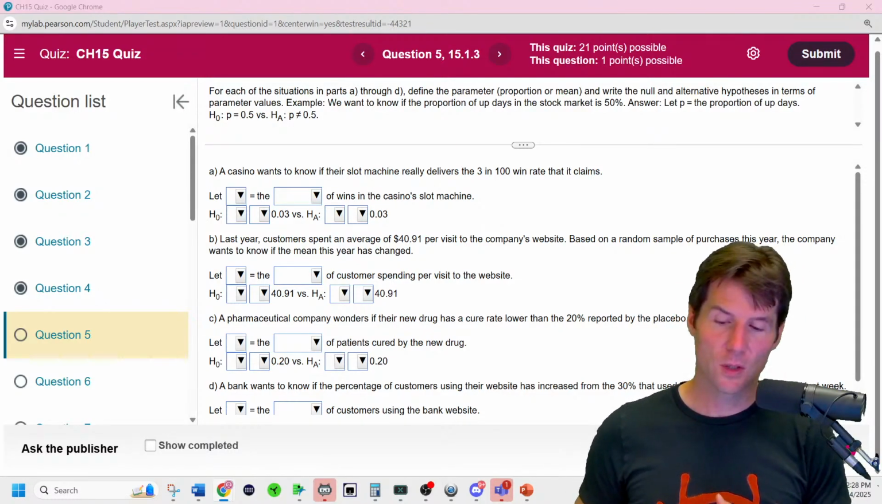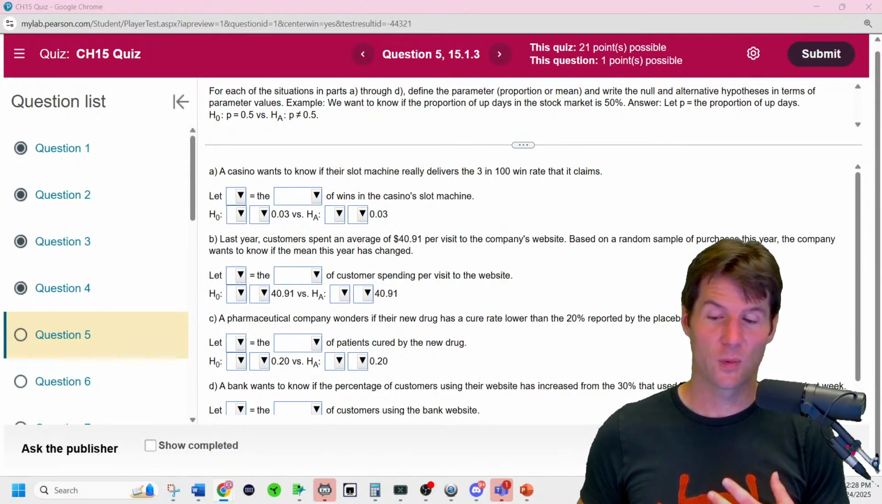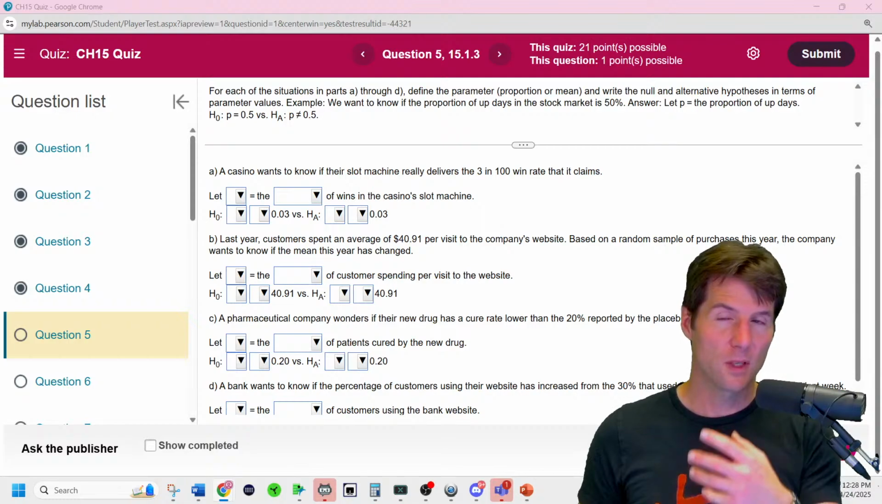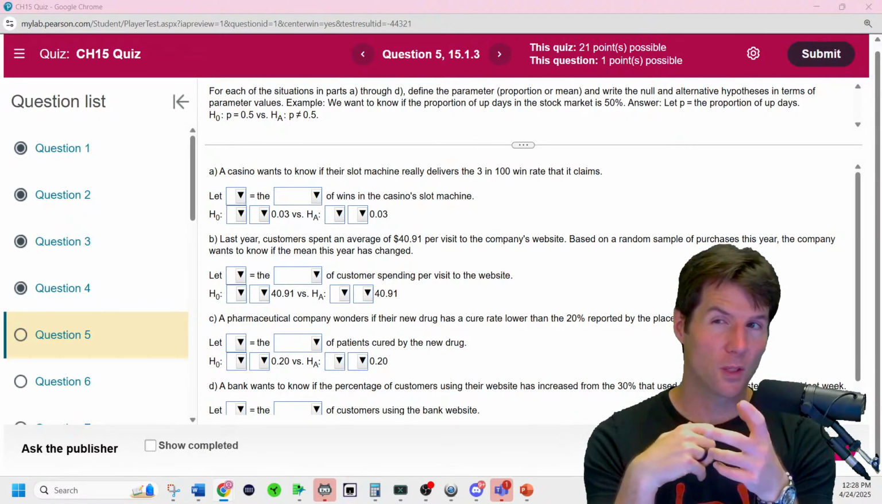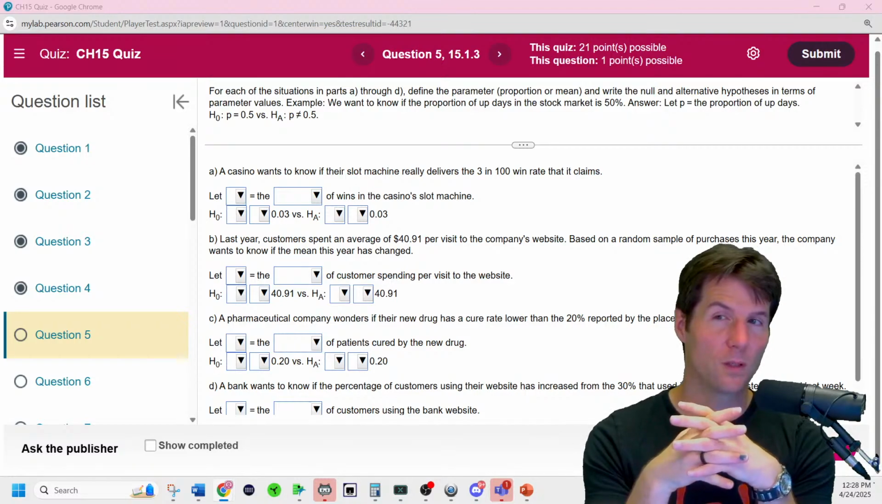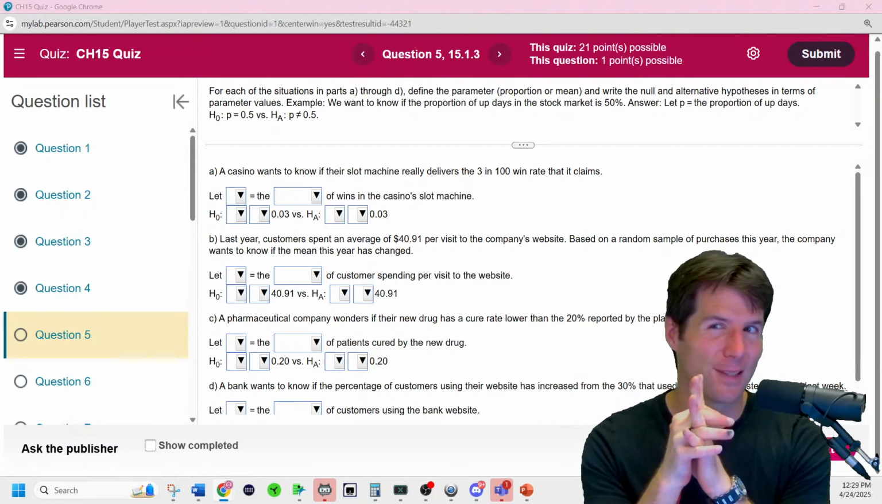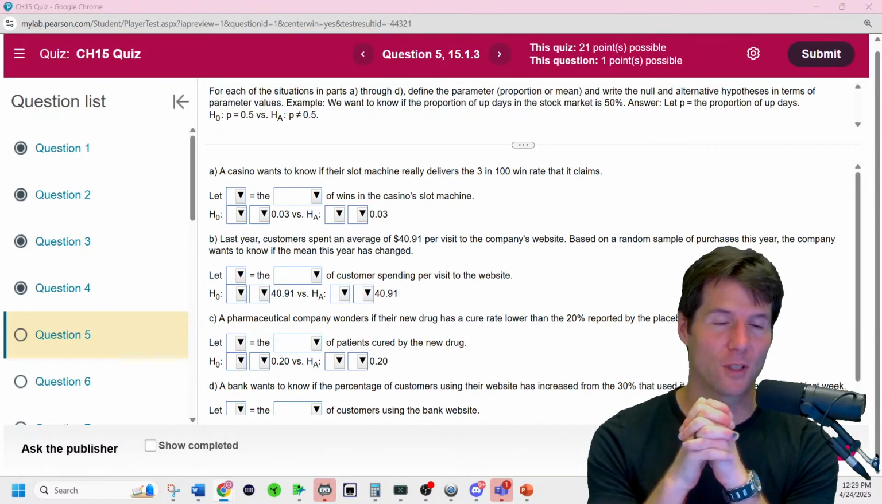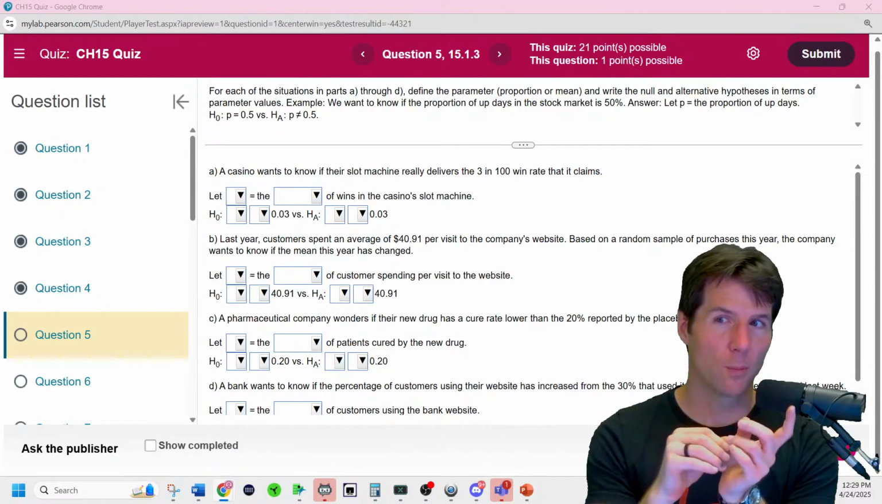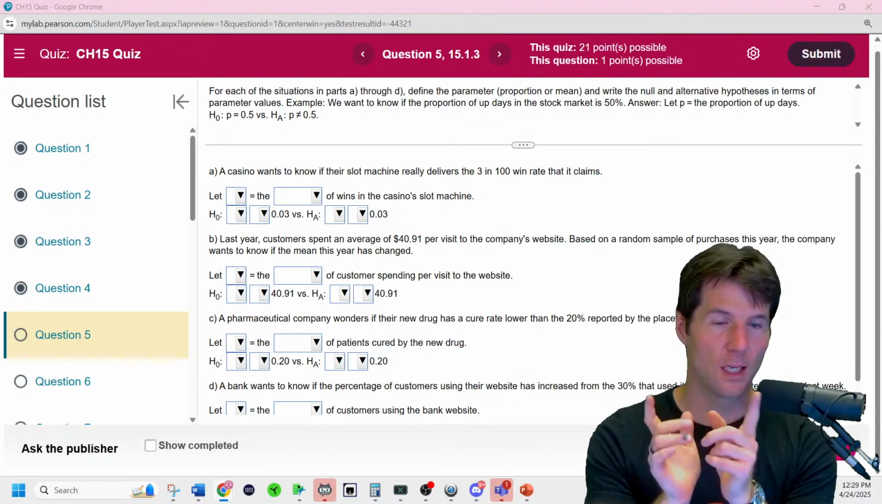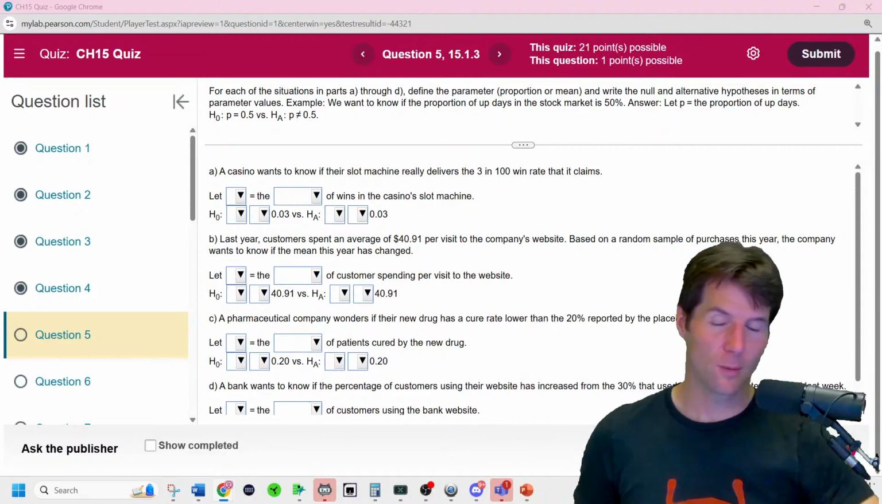A casino wants to know if their slot machine really delivers 3 out of 100 wins. Now, is there a mean for casino wins or a proportion of casino wins? You go to the casino, would you say my mean wins, which there is if you think about money, but this isn't money. This is how often you win. So is this proportions or means? It's proportions. Dylan, great job right there.